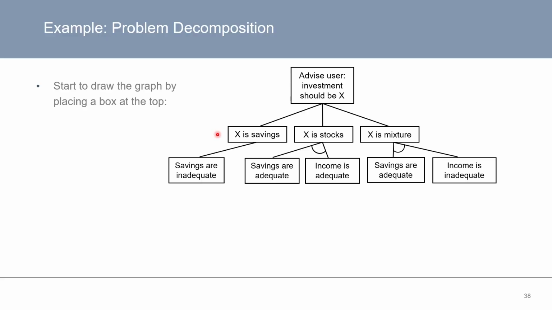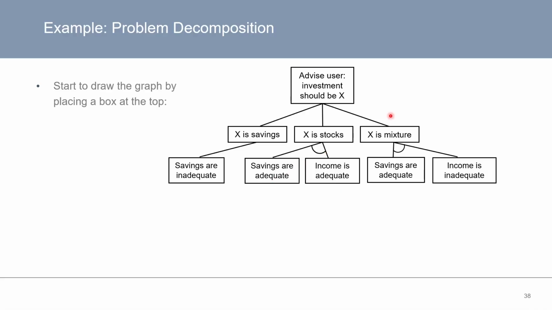Perhaps the information we need to recommend putting it into savings is to check whether savings are inadequate. In other words, if they're inadequate, we should put more into savings. When it comes to stocks, we'll have to check two things because we have an AND branch here, indicated by this arc. So in this case, we'll recommend stocks if savings are adequate and income is adequate.